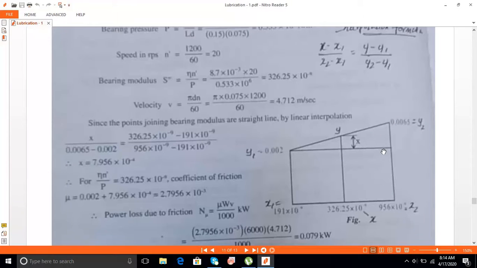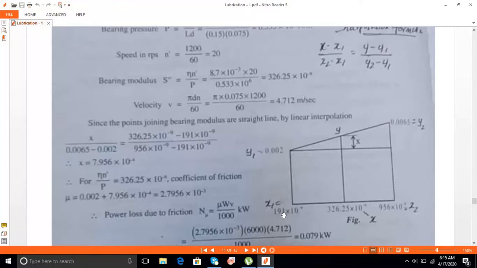So up to here the value is 0.002, but we need to calculate the mu value for 326.25. To calculate that, we can say that for 326.25 into 10 power minus 9, the mu value is 0.002 plus x. To understand this, we have considered this equation: x minus x1 divided by x2 minus x1 is equal to y minus y1 divided by y2 minus y1.